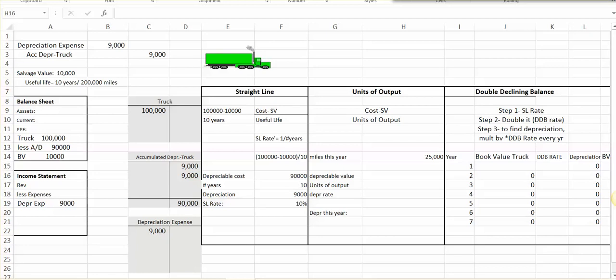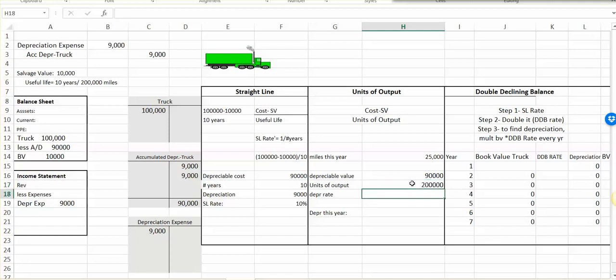To calculate depreciation using the units of output method, the first thing you'll do is calculate the depreciable value, just like we did before. You'll take the cost of the truck, $100,000, minus the salvage value of $10,000 to get the depreciable value of $90,000. The units of output, however, will not be years for the units of output method. You'll see here when we talk about the truck, the useful life is 10 years, but it's also written as 200,000 miles. So here the units of output will be miles.